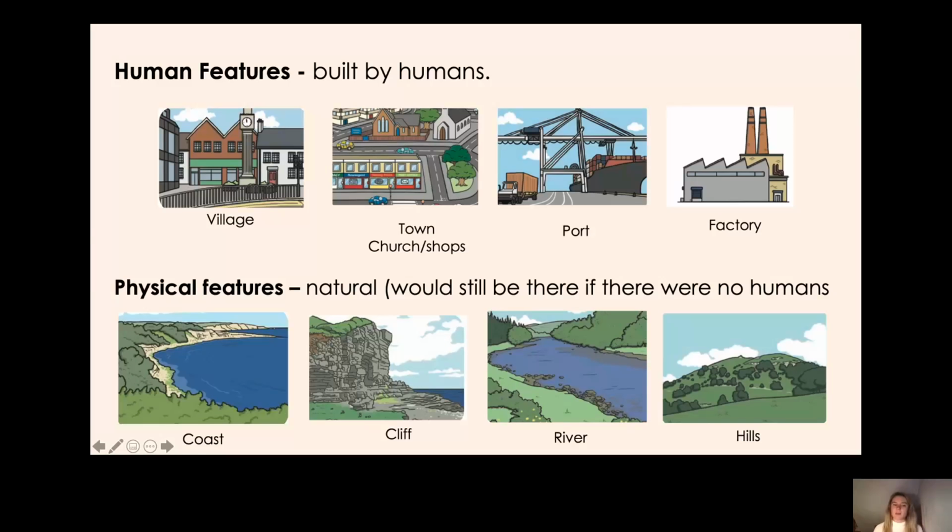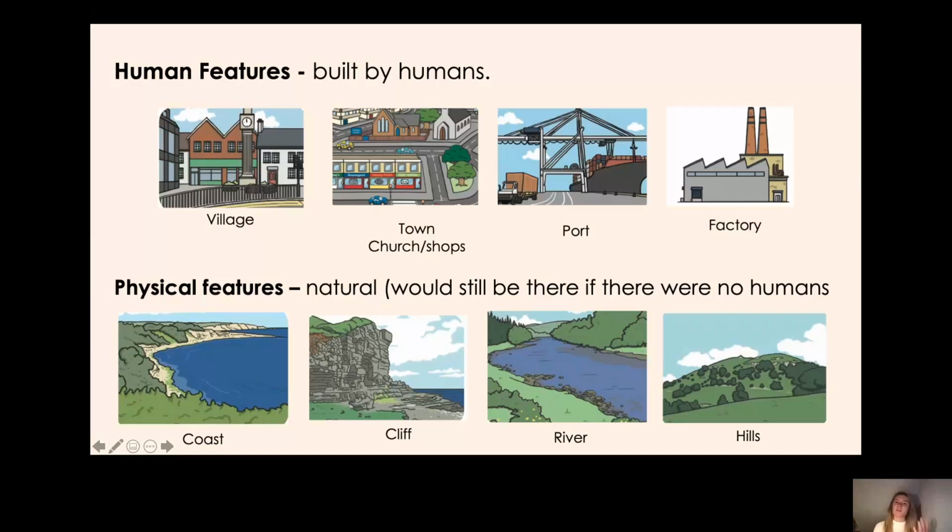And then we have physical features. Now, physical features, as I said, are natural, so they would still be there if there were no humans. So examples of these are the coast, okay, so next to the waterside, we've got a cliff, we've got a river, and like we had in the picture before, we have got a hill.